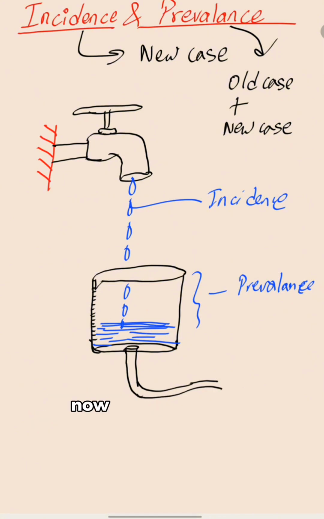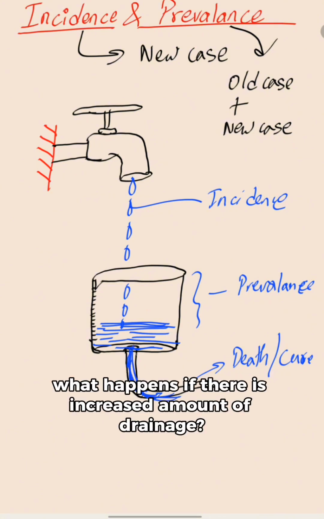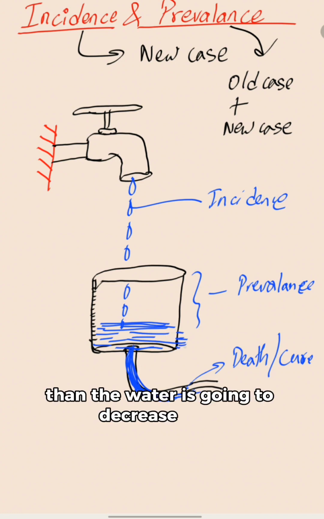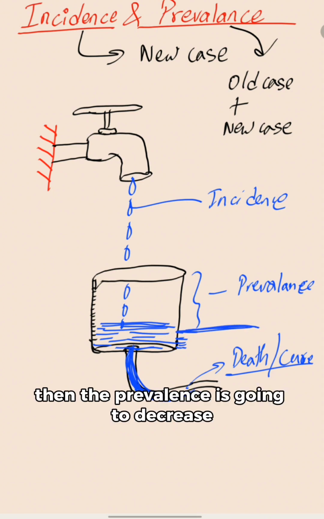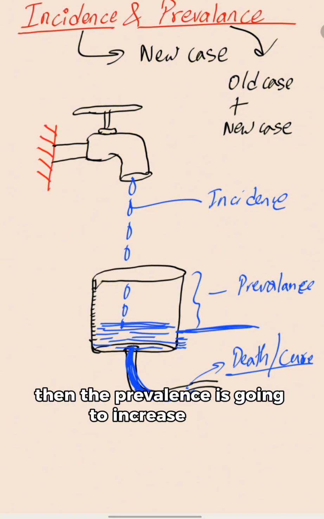So that's prevalence. Now, the drainage I am drawing down here. What is this drainage? Now, this drainage is death or cure, right? What happens if there is increased amount of drainage? If there is more death or if there is more cure, then the water is going to decrease, right? So if there is more cure or more death, then the prevalence is going to decrease. If there is less cure or less death, then the prevalence is going to increase.